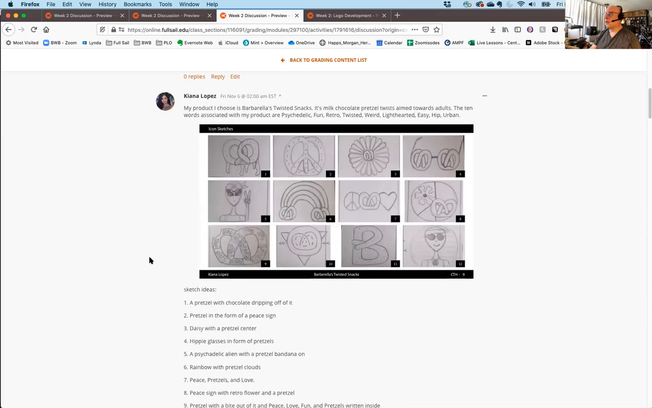Karina, this is Barbarella's Twisted Snacks. You've got a persona, a character. You'd have to figure out how to put this in some sort of containing shape so it works. But yes, number 5. I like number 12 as well, sort of the new expression of the character. The rainbow with pretzels is kind of fun. That's a good one. And then peace, pretzel, and love.